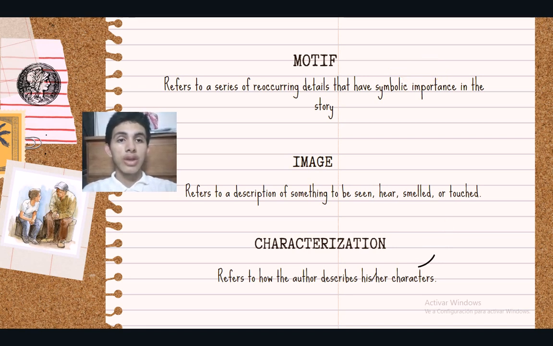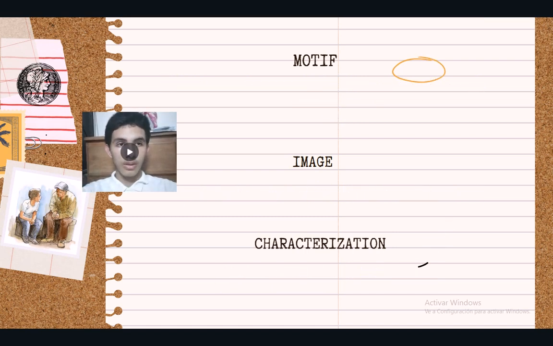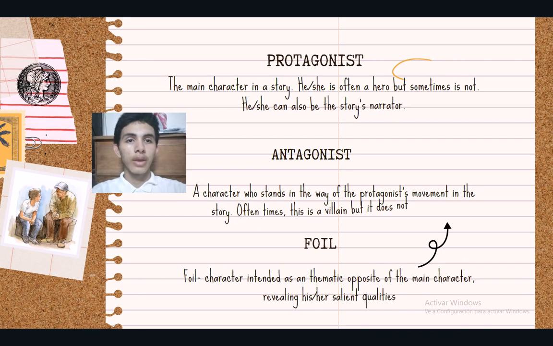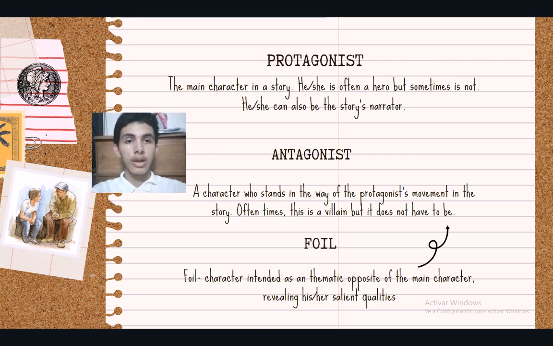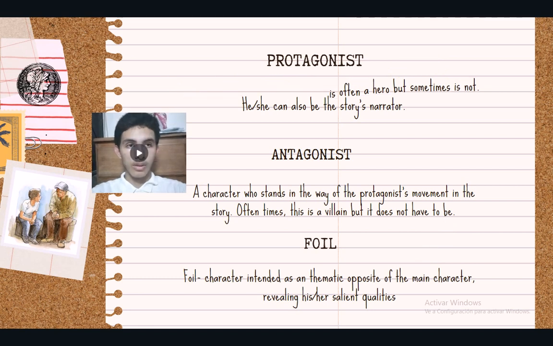Characterization refers to how the author describes his or her characters. Protagonist is the main character in a story. He is often a hero, but sometimes he is not. He can also be the story's narrator. Antagonist is a character who stands in the way of the protagonist's movement in the story. Most of the time, this is a villain, but it doesn't have to be. Foil is a character intended as a thematic opposite of the main character, revealing his or her salient qualities.